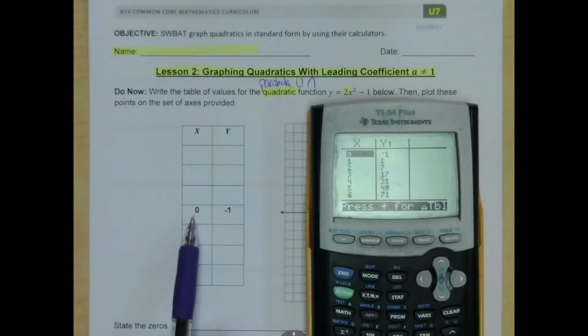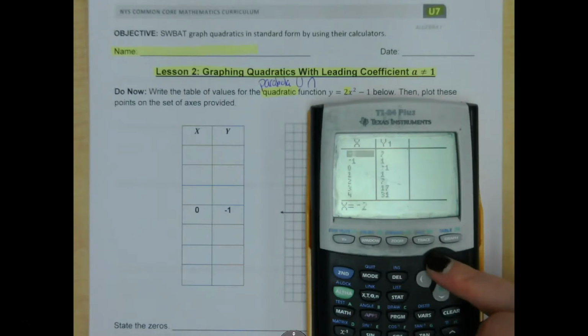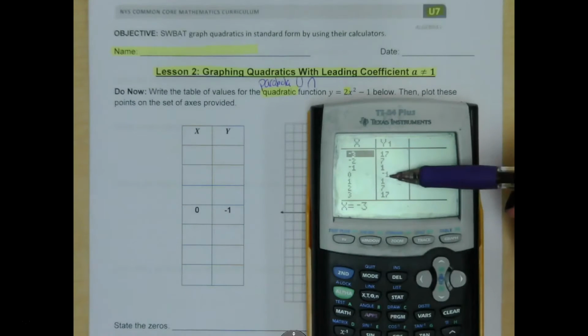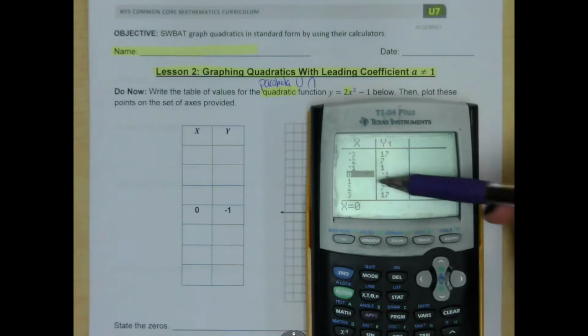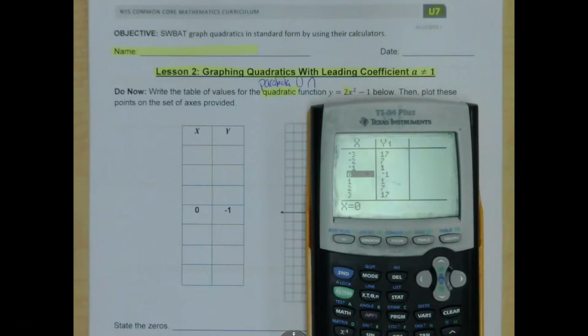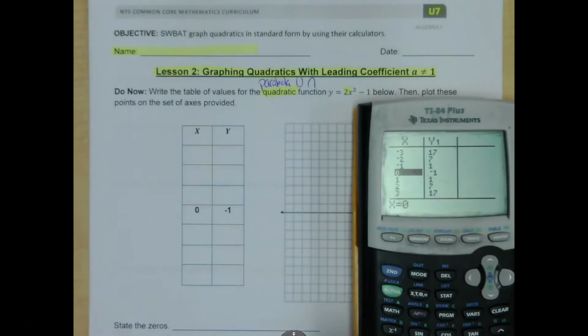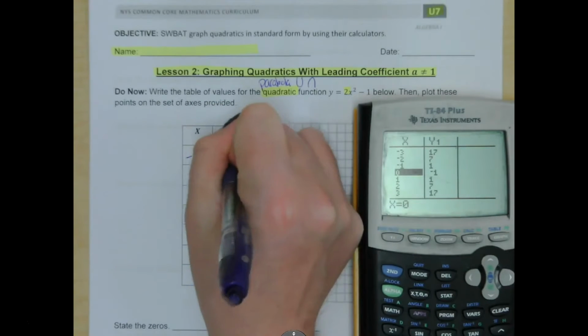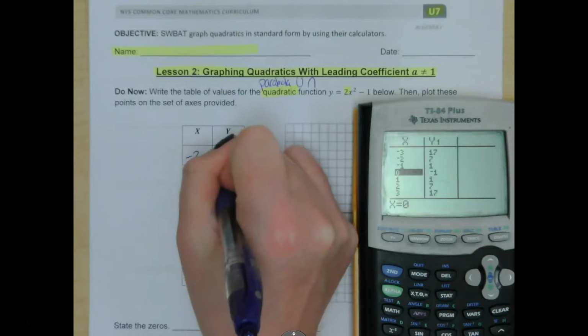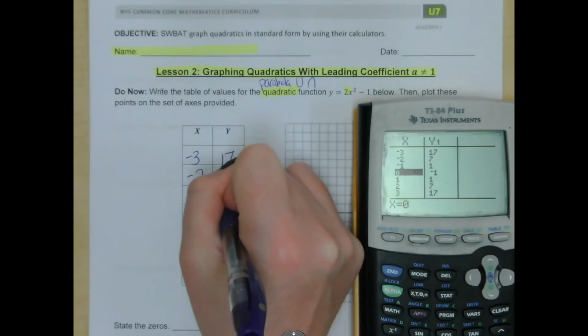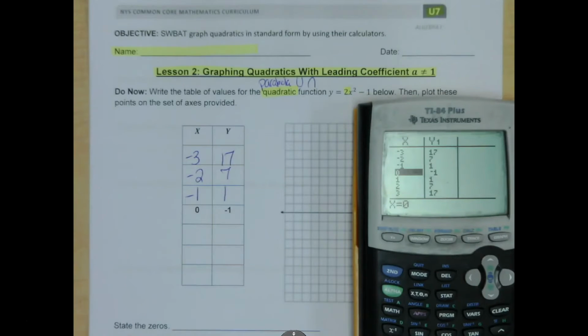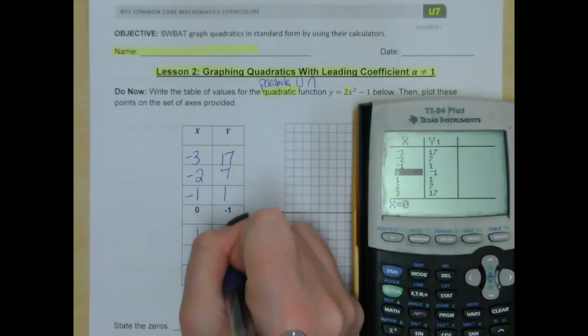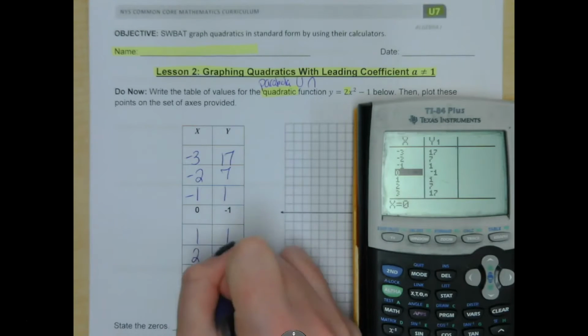Now, do you notice how the point 0, -1 is right in the middle? I want to make sure that my table looks exactly the same. I want that 0, -1, which is right here, to again be right in the middle. So it looks like this is the table that I want to copy over onto my do now. So I'm going to write down these coordinate points. So we have -3, 17. Next is -2, 7. Then we have -1, 1. And then we have our 0, -1. Now it's going to flip. Now we have 1, 1, 2, 7, and 3, 17.